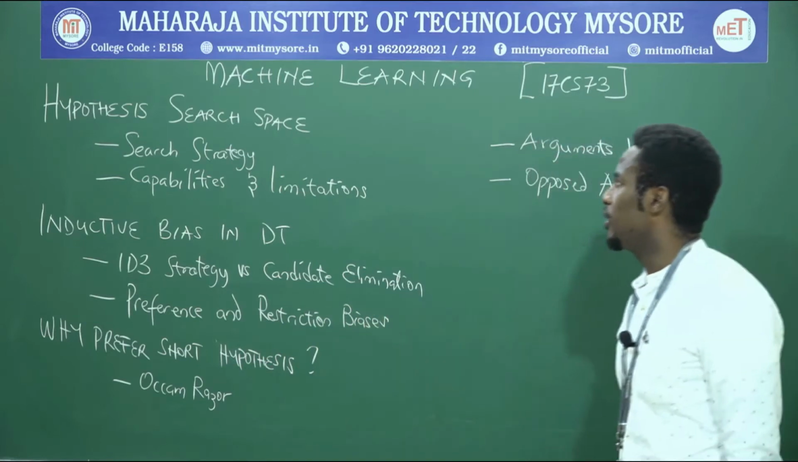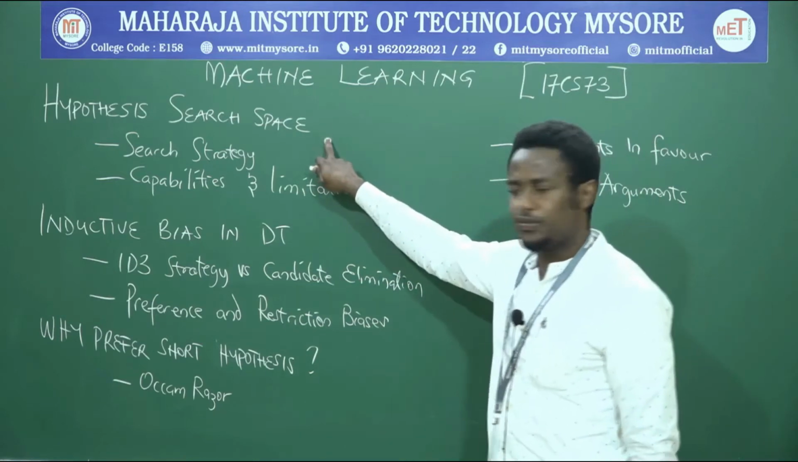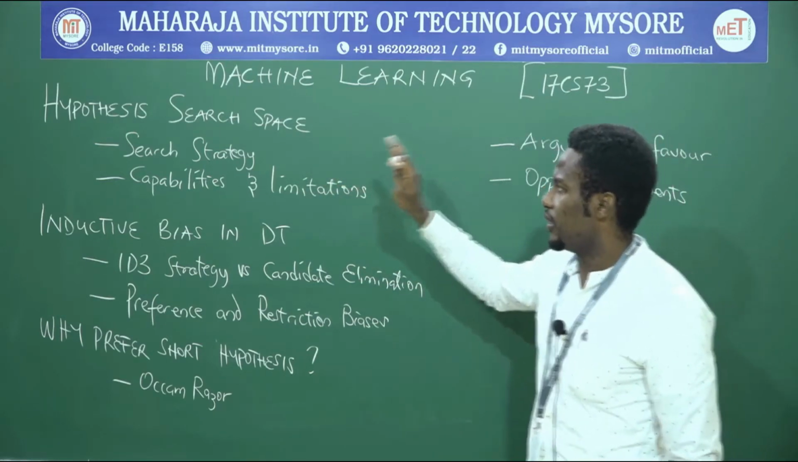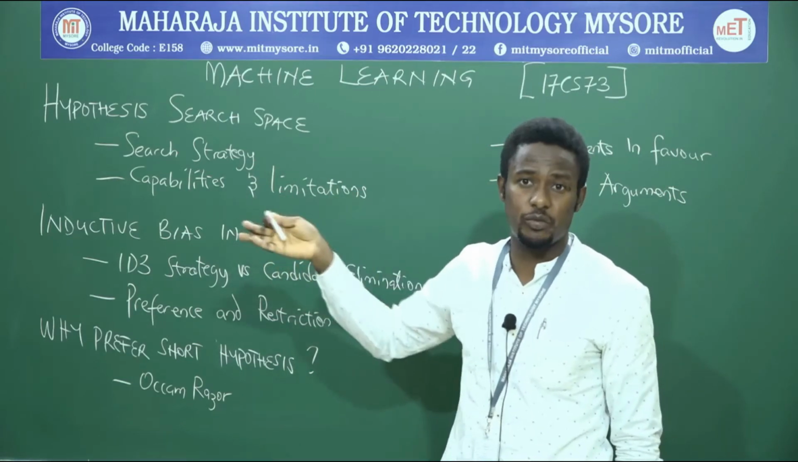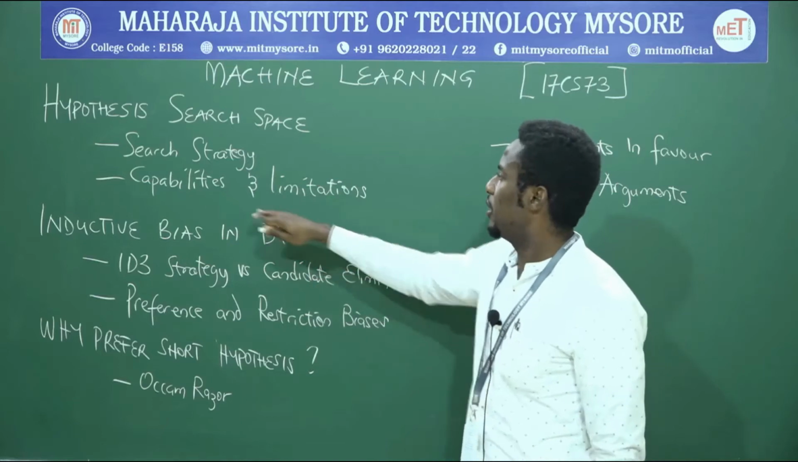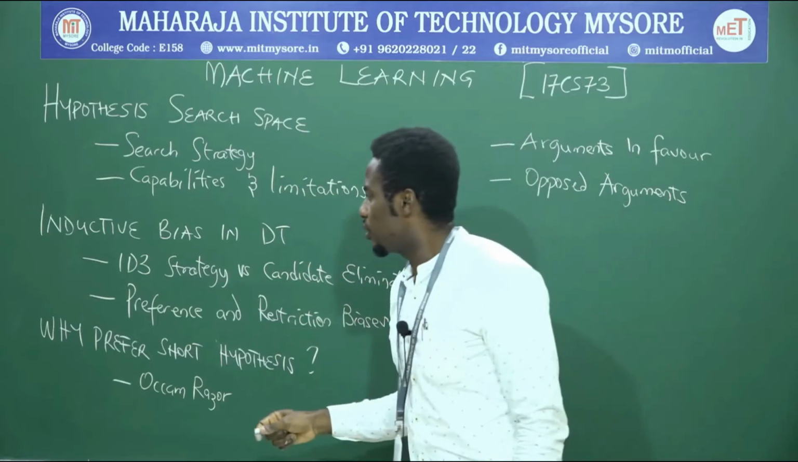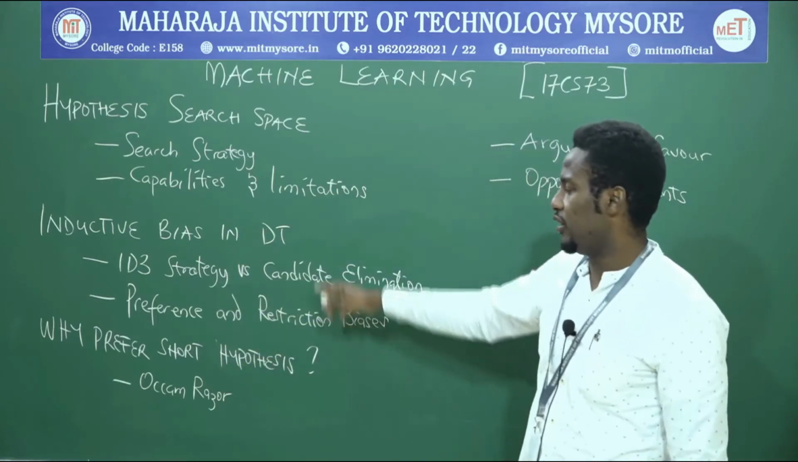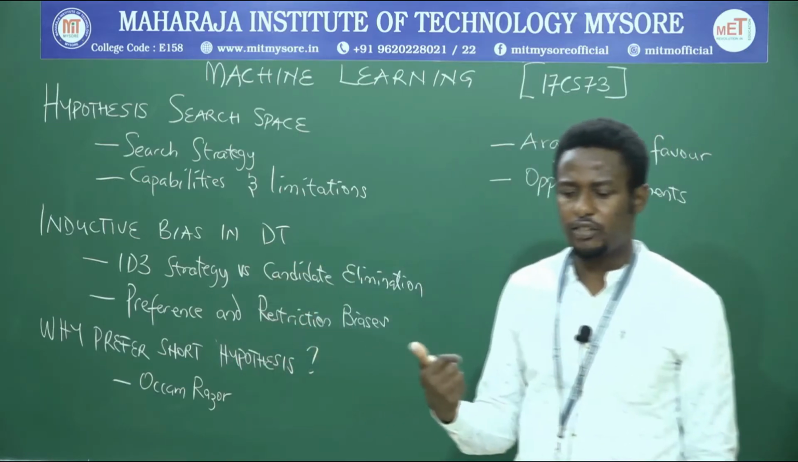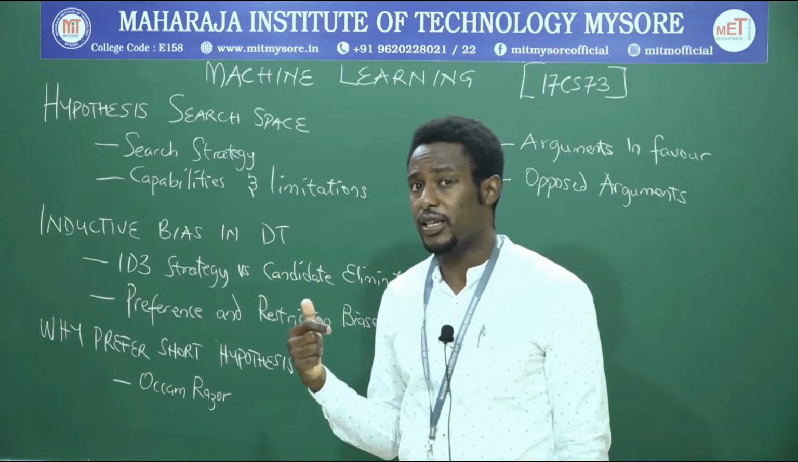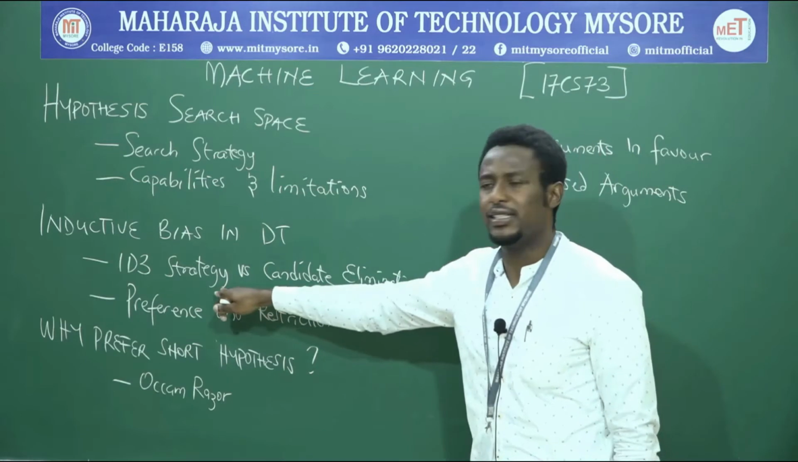decision tree learning. First, we will start by looking at the hypothesis search space with insights into the search strategy. How is it different from the hypothesis search space of candidate elimination? And look at the capabilities and the limitations, or say constraints. Followed by inductive biases in decision tree. Remember we studied inductive bias in candidate elimination? The same thing, we are going to look at it now.